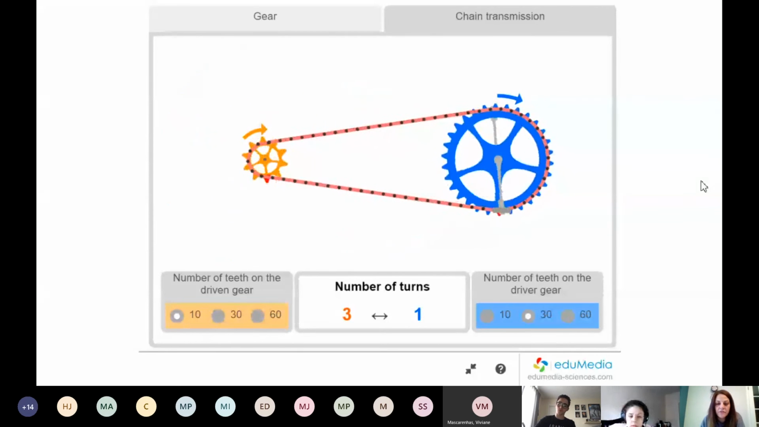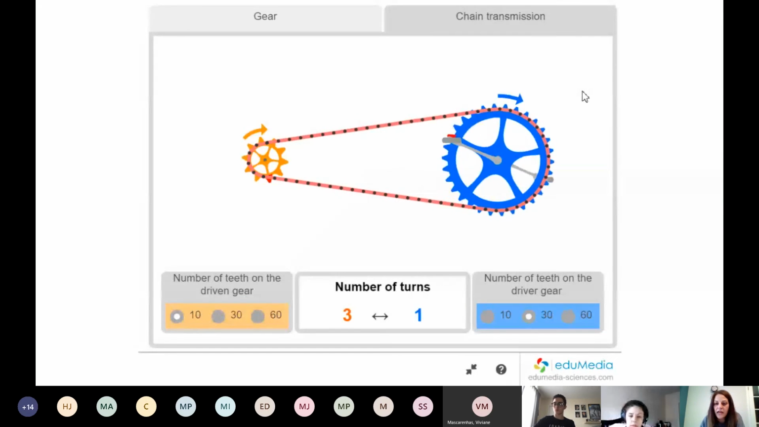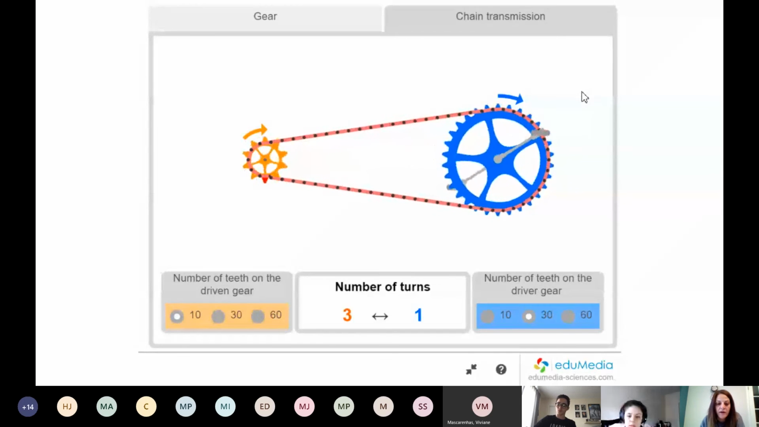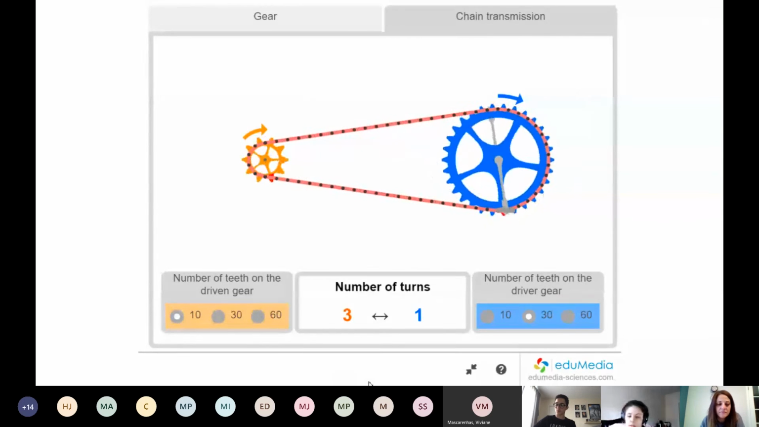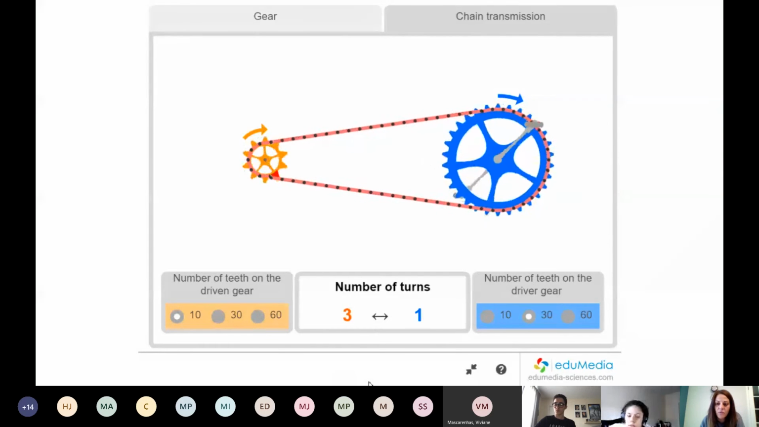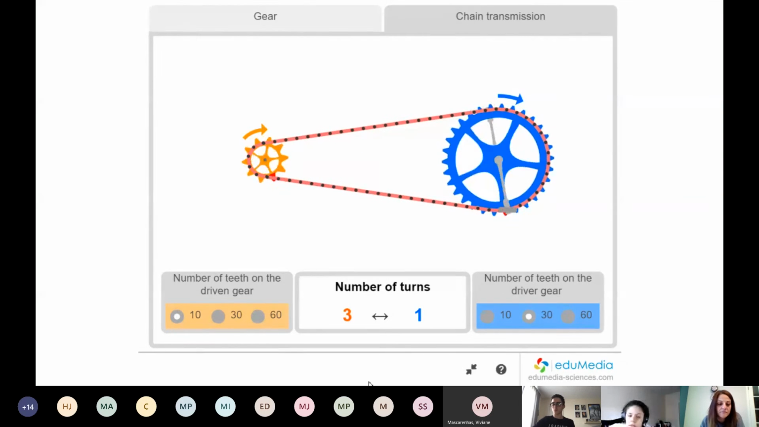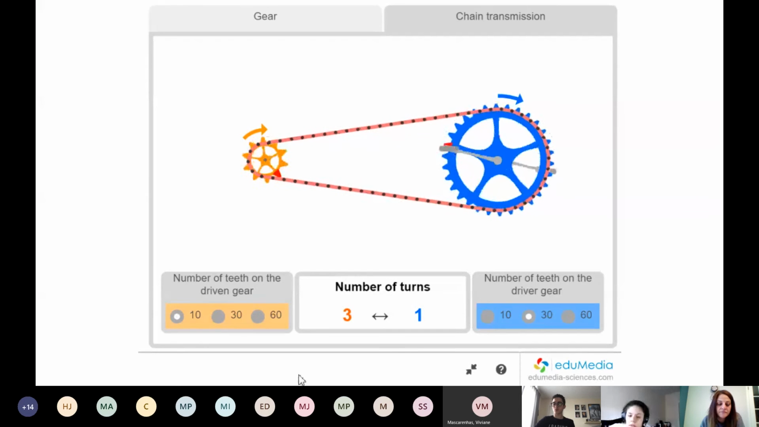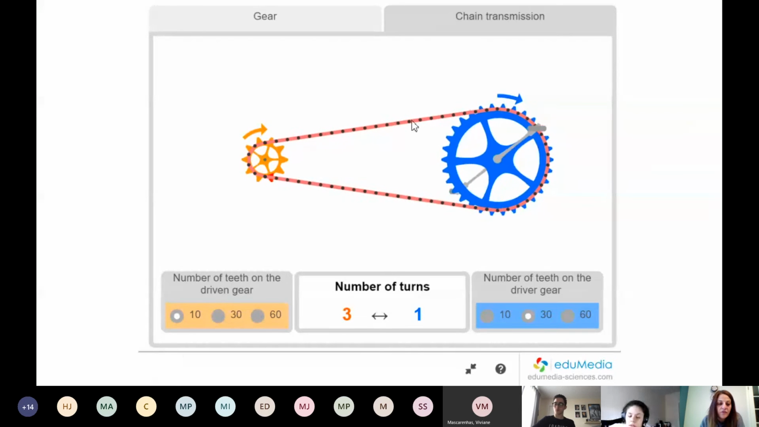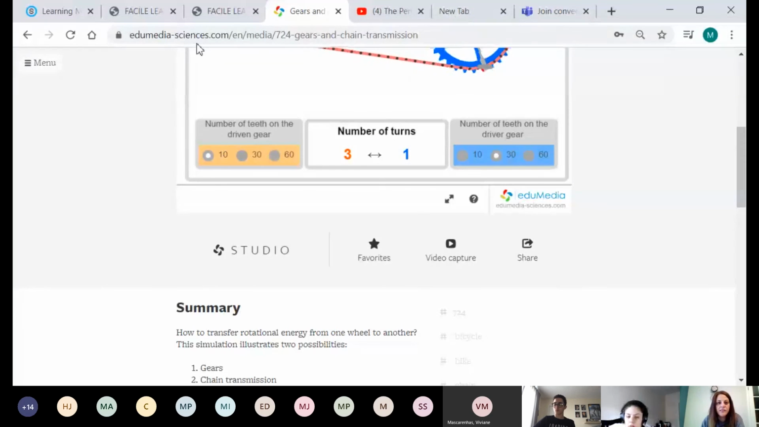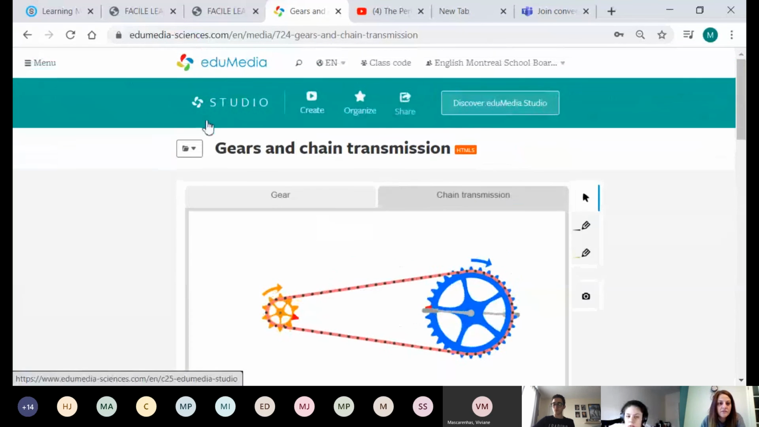Anyone want to try anything? You can unmute yourself or put it in the chat if you want me to play around with it. If you were at school, I would have you guys play around with it as you want. No? FYI, this website is called EduMedia, EduMedia Sciences, you see.